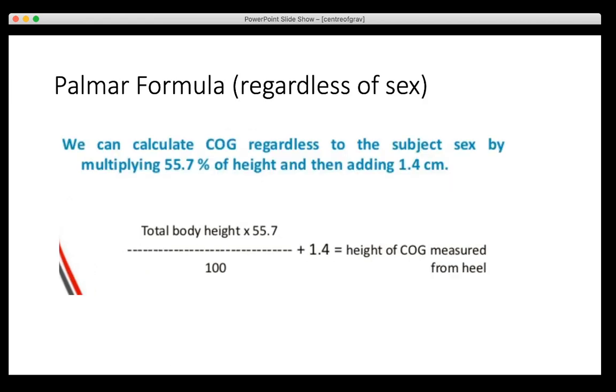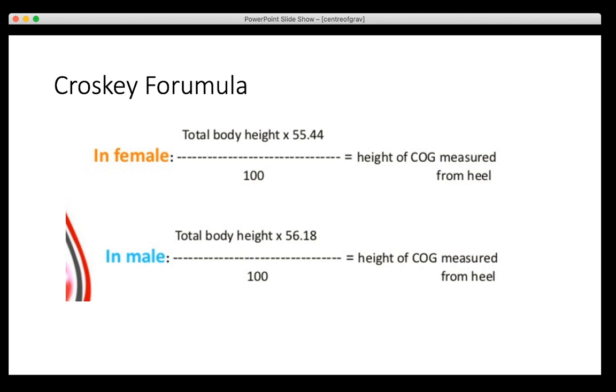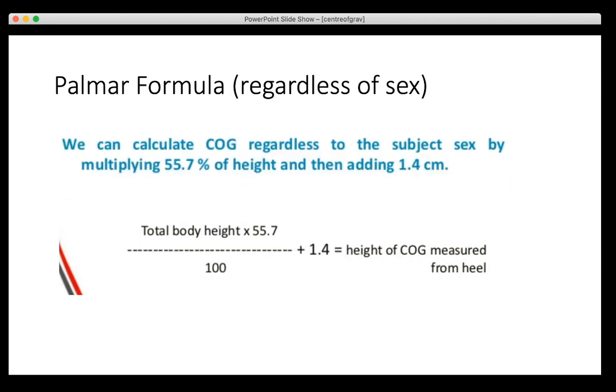So this is an assignment. You can measure your own, just check both of these formulas and see whether there is any difference or not. That was Crosskey, and the second one is Palmer.